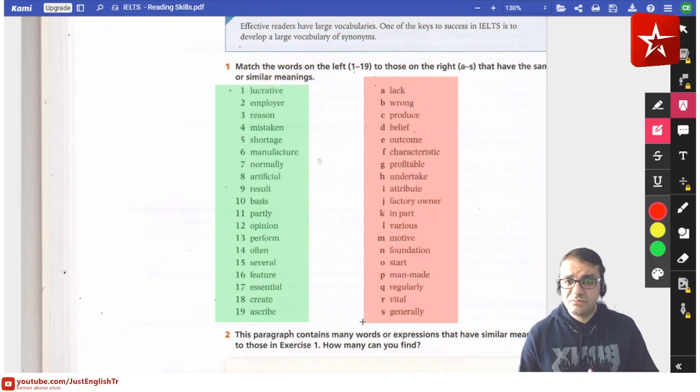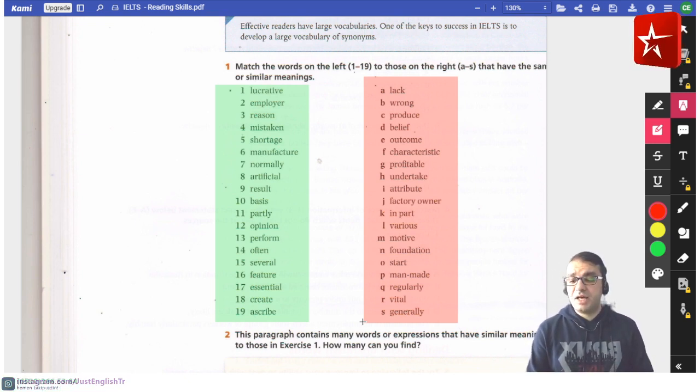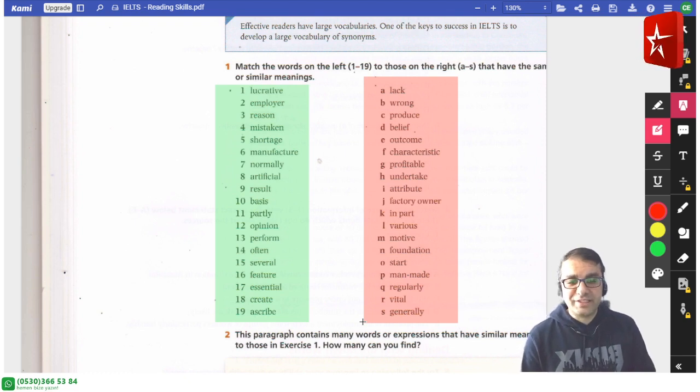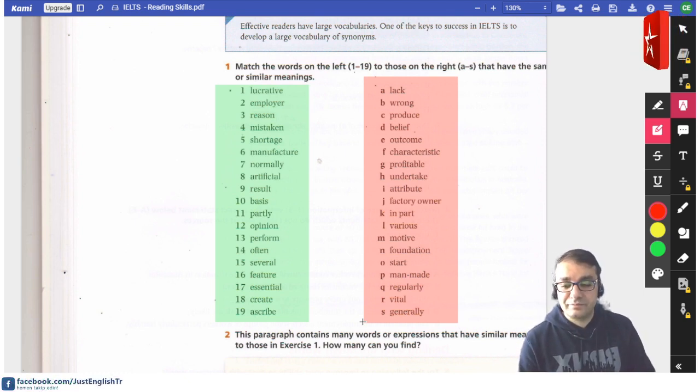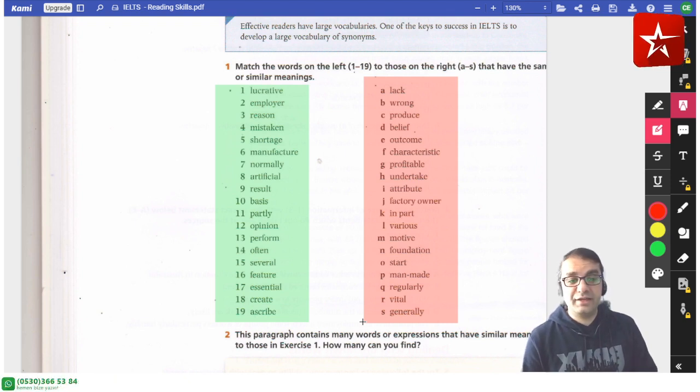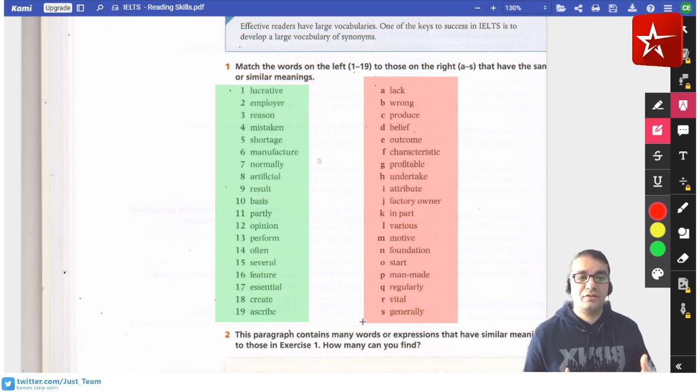I will give you maybe a couple of minutes now. Dylan, Chanar, Erdogan, Ibtihal, anyone, come on. Show me something. We have now from 1 to 19 matched with the red ones from A to S. So which one is the right one from the green zone to the red zone? What do you think?